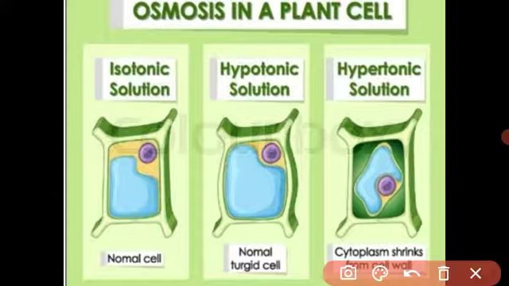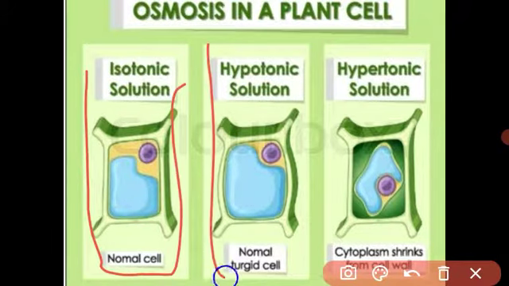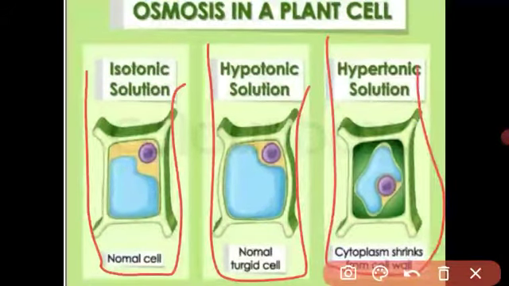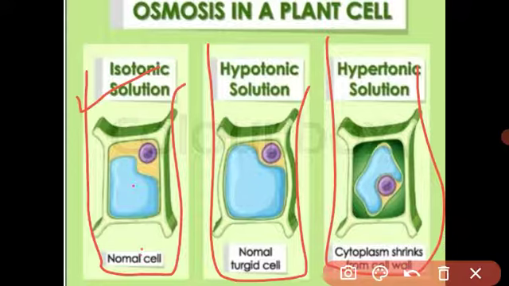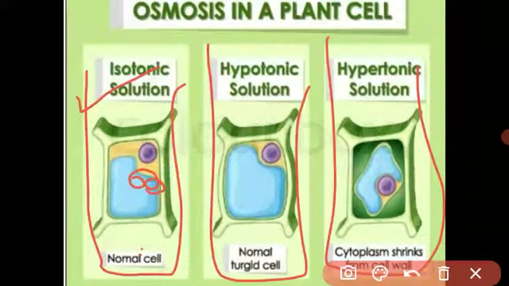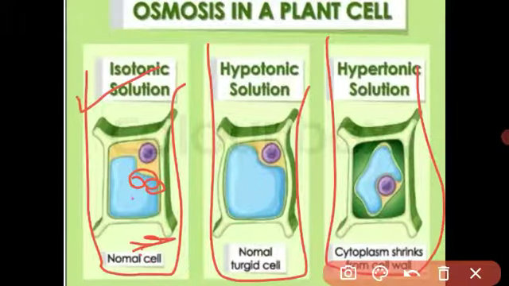There are 3 types of solution. See, this is the beaker, and there are 3 types of solution. First beaker, I will take the isotonic solution. In the isotonic solution, the concentration of the solution in the cell and in the beaker is equal. जितना concentration cell के अंदर है minerals का उतना ही concentration water में होगा. Both have the same concentration.